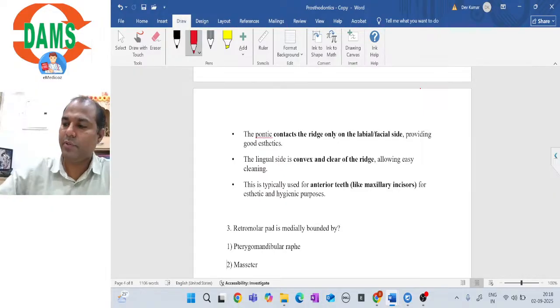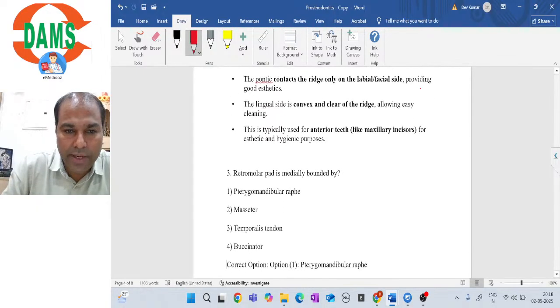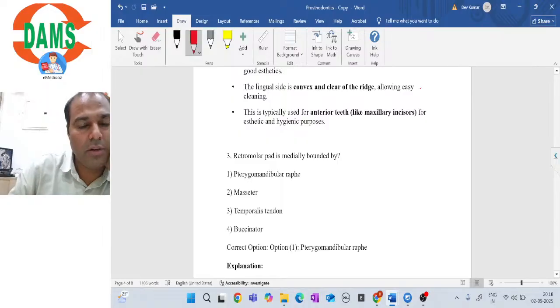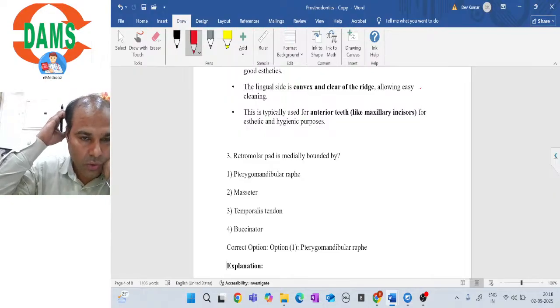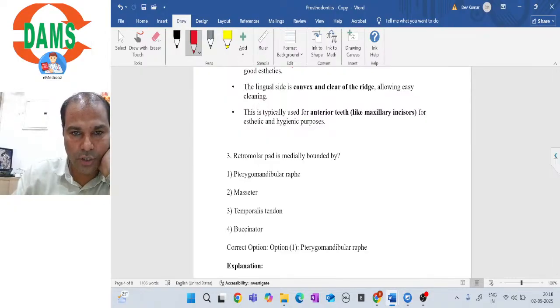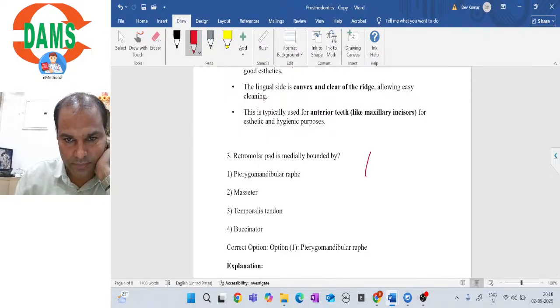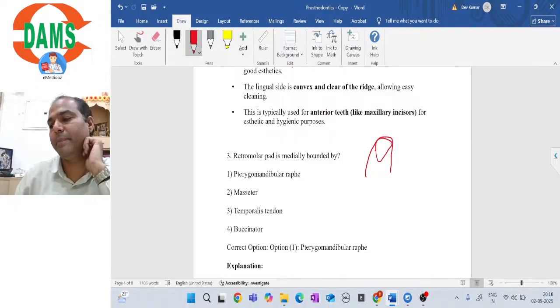Okay. Next, come on to question number 3. Retromolar pad is medially bounded by pterygomandibular raphe, masseter, temporalis tendon and buccinator. Okay, now when we talk about your retromolar pad, this is a soft triangular pad present in the third molar area.